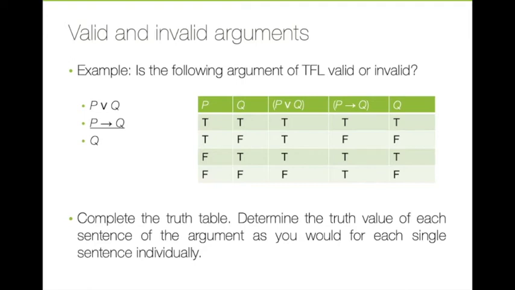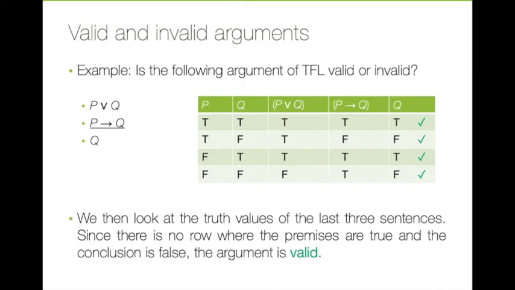In the first premise, we see that it's a disjunction. The disjunction is true as long as one disjunct is true, so it's only false in that last row. For the second premise, the conditional is only false when the antecedent is true and the consequent is false. So it's true other than in that second row. And for the conclusion, I've copied over the truth values of Q so we can easily mark it as the conclusion and see the truth values written again.